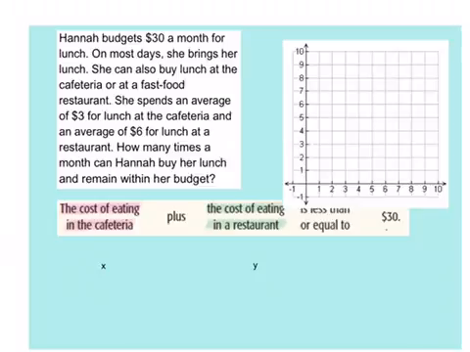So we want to know when the cost of eating in the cafeteria plus the cost of eating in a restaurant is less than or equal to 30. So in this situation, X is going to be my times I eat in a cafeteria, and I'm going to call the Y the times I eat out at the restaurant. So very important that we make sure our axes are labeled. So X is going to be my cafeteria, and Y is going to be my restaurant.